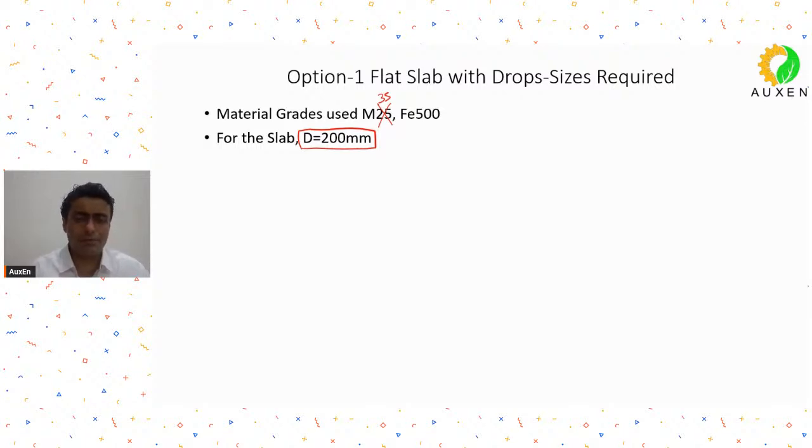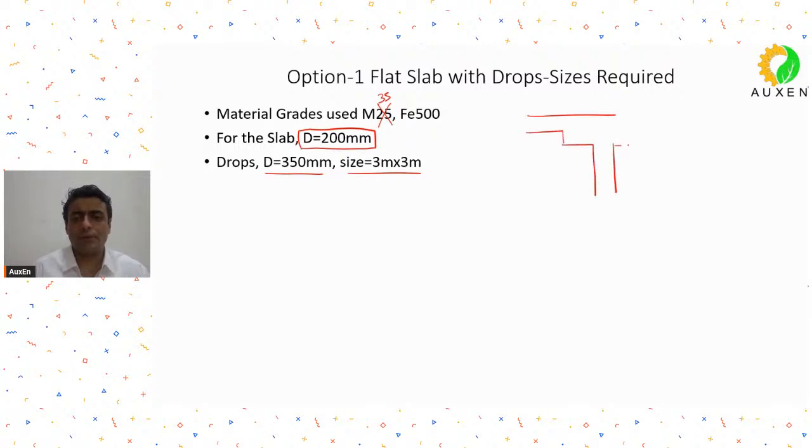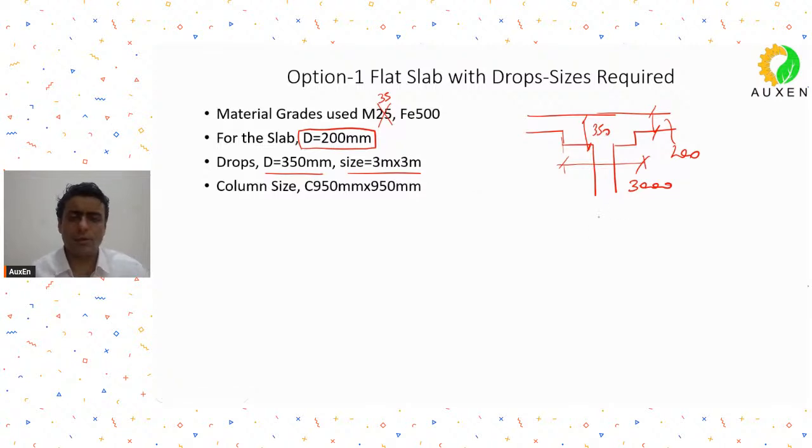So the slab depth we took 200, the drop thickness we took 350, and the overall plan size of your drop was 3 meter by 3 meter. So this was 200, this was 350, and the overall size of this drop panel was 3 meter by 3 meter. Okay, the column size that I required mainly at the lower levels, but I continued the same columns till the top floor. So the column size I required was 950 by 950.